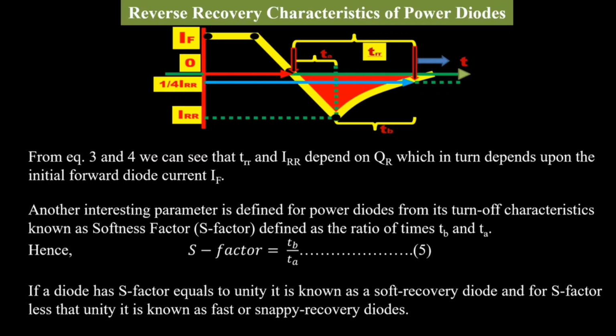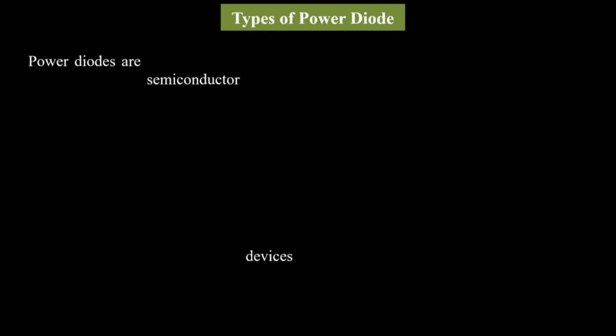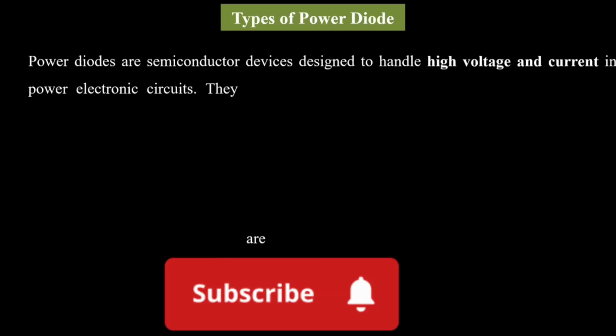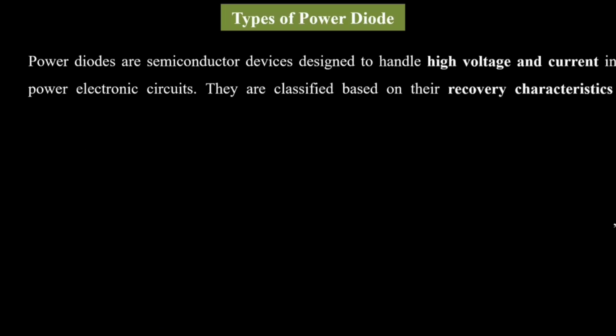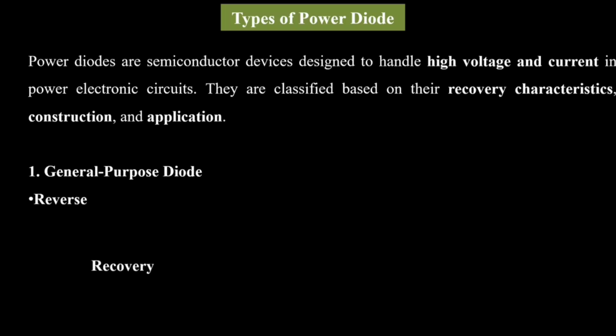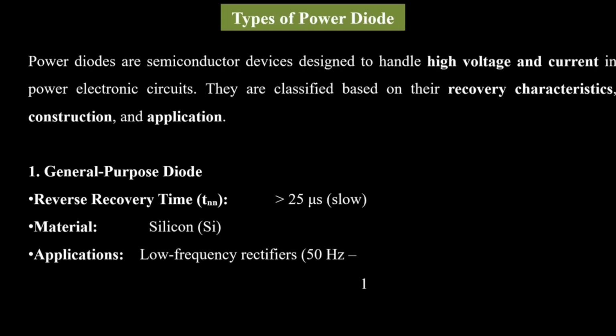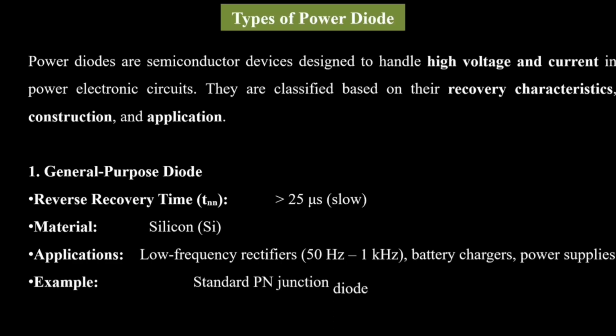Types of power diode. Power diodes are semiconductor devices designed to handle high voltage and current in power electronic circuits. They are classified based on their recovery characteristics, construction, and application. 1. General purpose diode. Reverse recovery time is about 25 microseconds, slow. Material: silicon. Applications: low frequency rectifiers, 50 Hz to 1 kHz, battery chargers, power supplies. Example: standard PN junction diode.